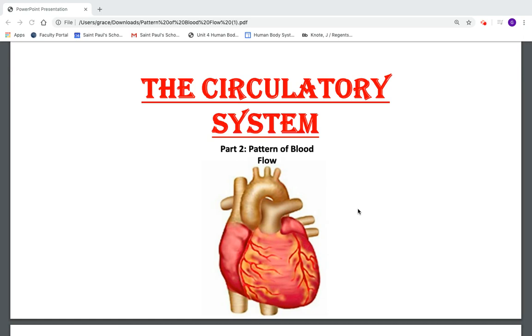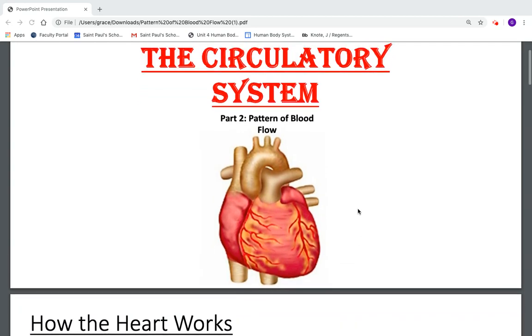In the last lesson, we learned about the circulatory system and about the structure of the heart. We learned that the heart has two different sides separated by a thick wall of tissue called the septum. The left side of the heart is responsible for pumping oxygen-rich blood, while the right side of the heart is responsible for pumping oxygen-poor blood. We also learned that there were four chambers. We have a left atrium, a left ventricle, a right atrium, and a right ventricle.